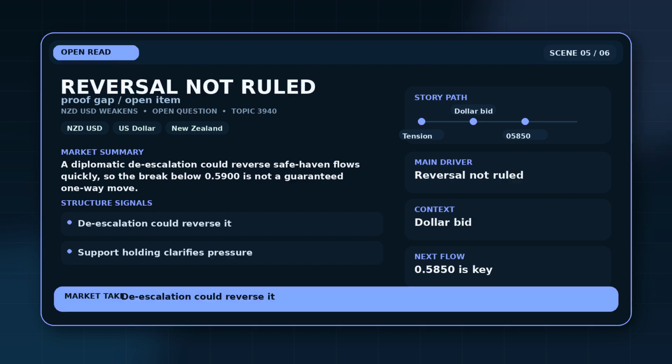crypto asset. The open question is not a side issue. A diplomatic de-escalation could reverse safe haven flows quickly, so the break below 0.59 is not a guaranteed one-way move. The confirmed piece should not be stretched into a bigger claim than the evidence supports. Right now, de-escalation could reverse it. Support holding clarifies pressure. That distinction prevents speculation from being treated as a settled outcome. A cleaner confirmation would come from the stated trigger, not from a louder interpretation of the same facts.